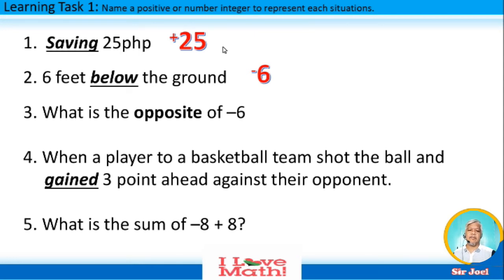Okay? Next, number 3. What is the opposite of negative 6? So, a while ago, sabi natin, ang opposite ng negative is positive. Therefore, answer in number 3 is positive 6. Next, number 4. When a player of a basketball team shot the ball and gained 3 points ahead against their opponent. So, gained 3 points, meaning nakakuha siya ng 3 puntos. In short, that represents what? Positive 3. Okay? Next, what is the sum of negative 8 plus 8?